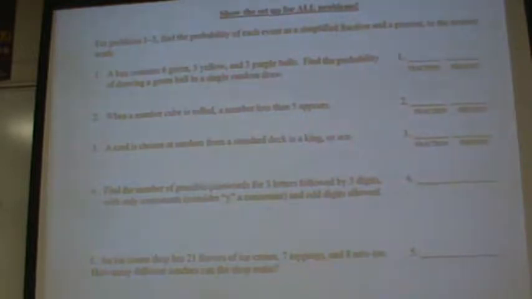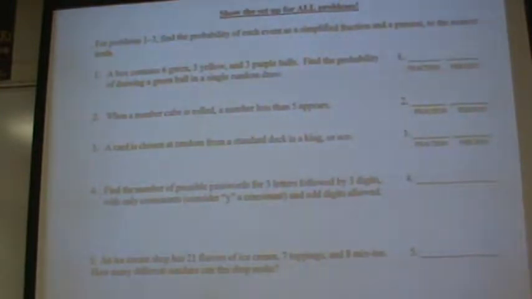Okay, this is Algebra 2 Year 2. This is the second review sheet that I handed out. It says review sheet number 1, but it's the second one that I handed out. So it says for the directions for 1 through 3 to find the probability of each event as a simplified fraction and a percent to the nearest 10th. So we have to find the simplified fraction and the percent.